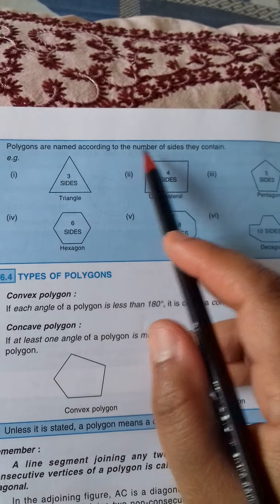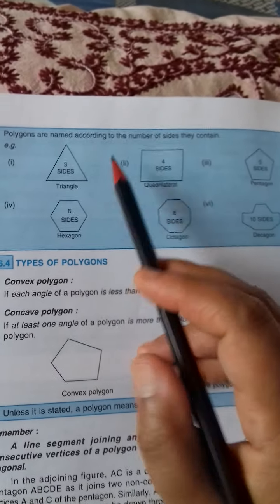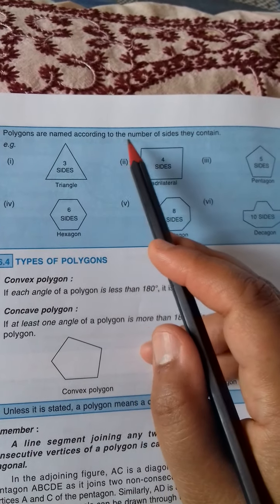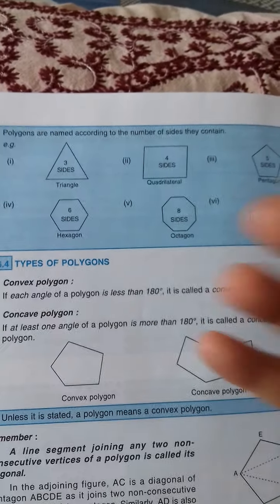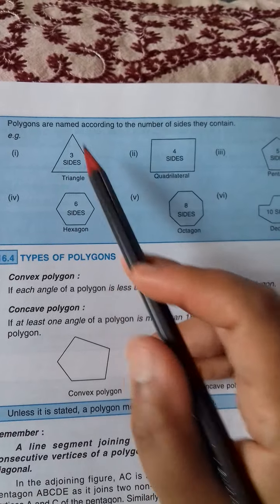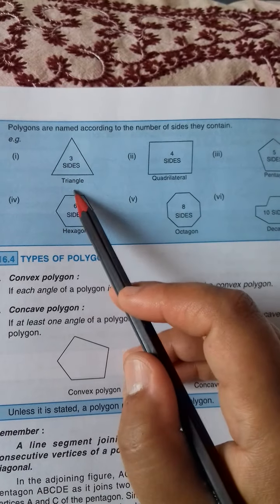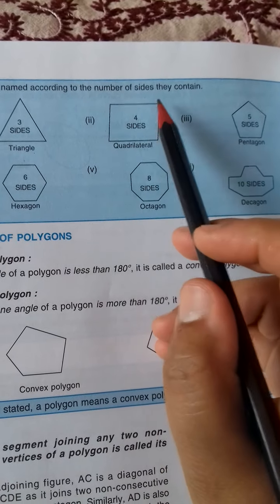Polygons are named according to the number of sides they contain. Now these are the polygons, children, and how many sides they have, accordingly we are going to name them. For example, there are 3 sides: 1, 2, 3, right? So it is called a triangle. Here it is having 4 sides: 1, 2, 3 and 4.